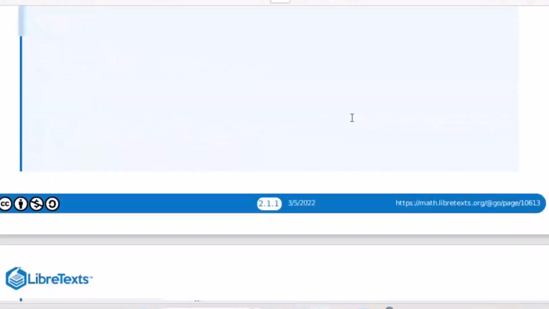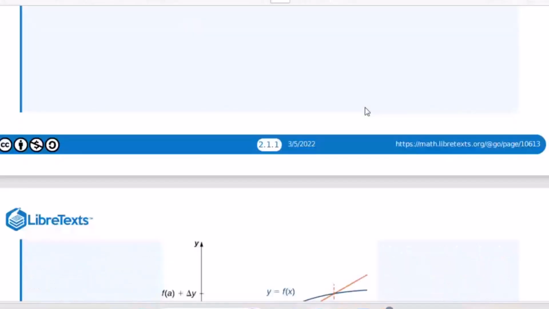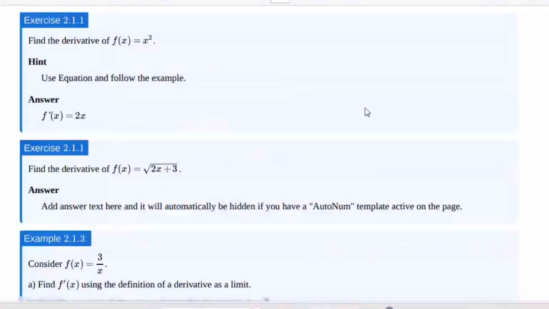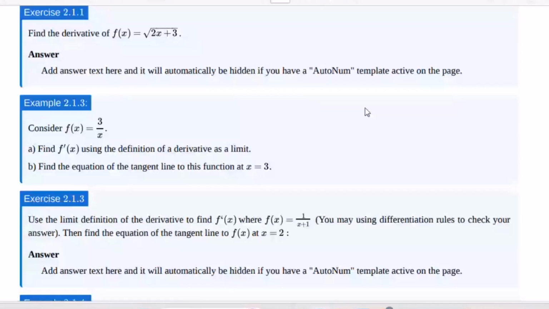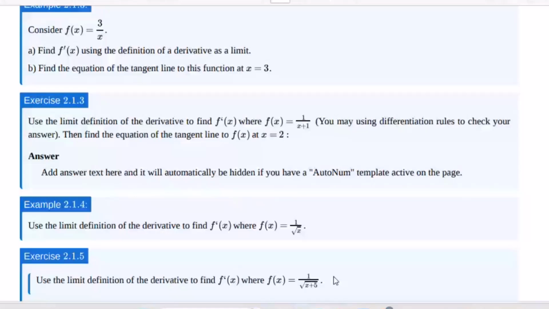Do you see this? Formula 2.1.1. Yes, I can see it. I copied it down. Okay, thank you. If you copied the formula down, then there's no problem. Then let's go where we were. We were here. We have to use that formula to solve this function.